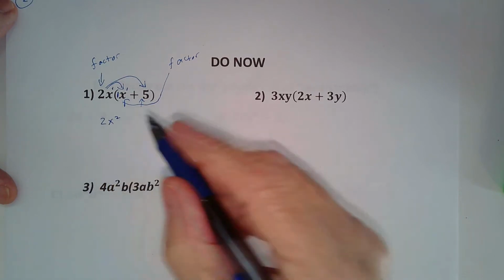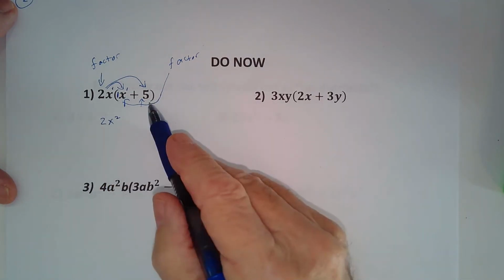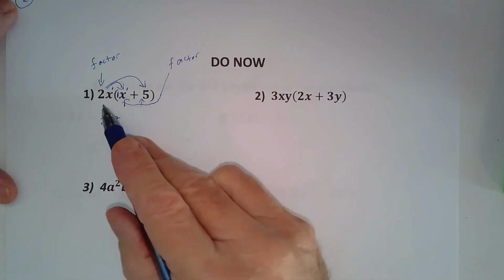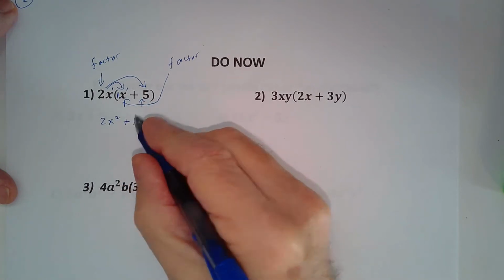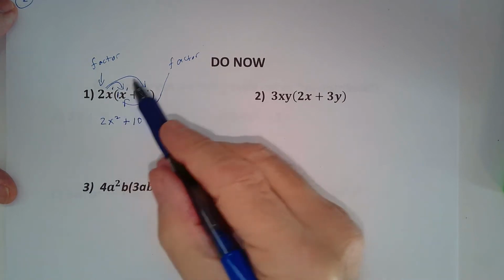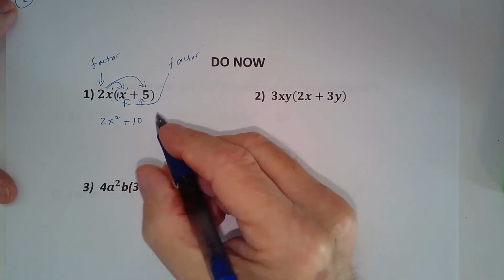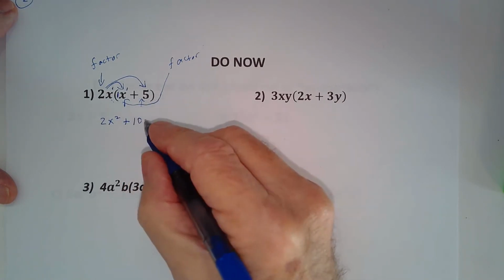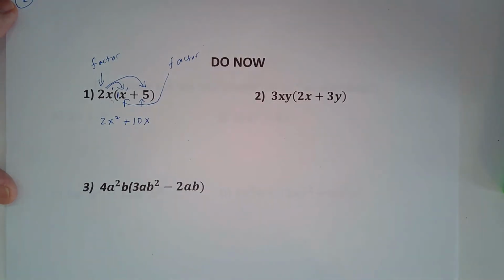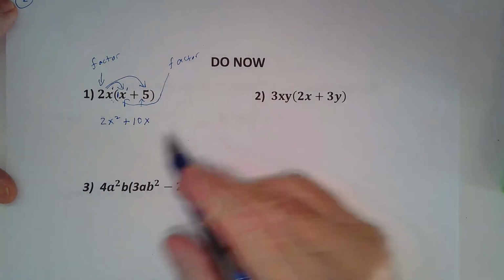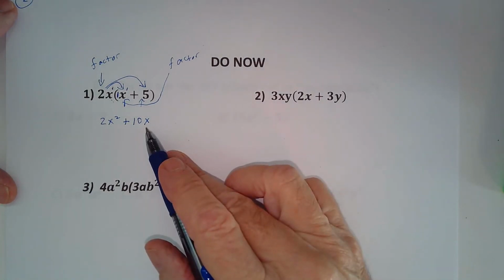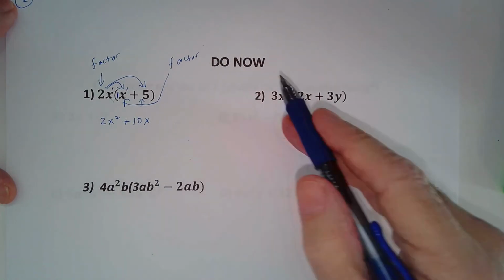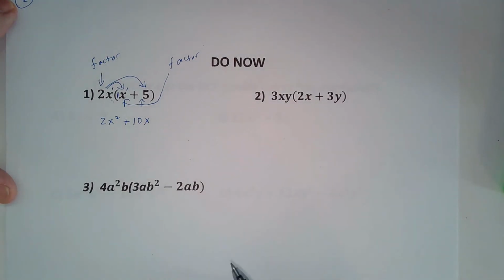2x squared. And then when you multiply 2x to 5, the 2 is multiplied to the 5, so that's 2 times 5 is 10. And the x here comes along for the ride because there is no like over there, so this is 10x, right? Okay, so that's just distribution for this simple problem. So this is precursor stuff. This isn't what we're actually going to be doing.